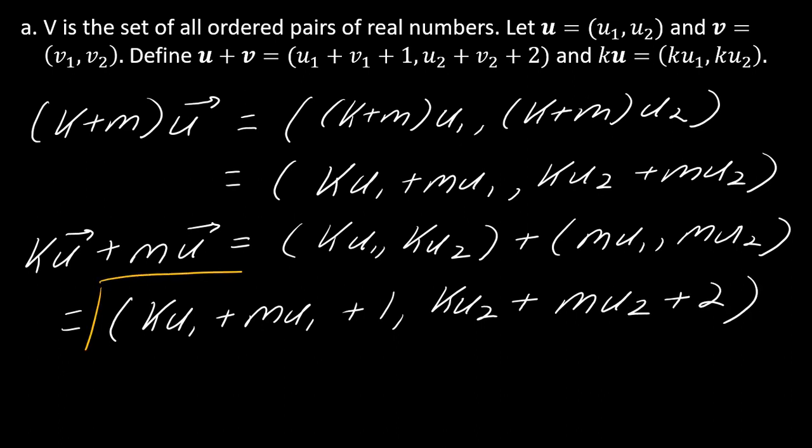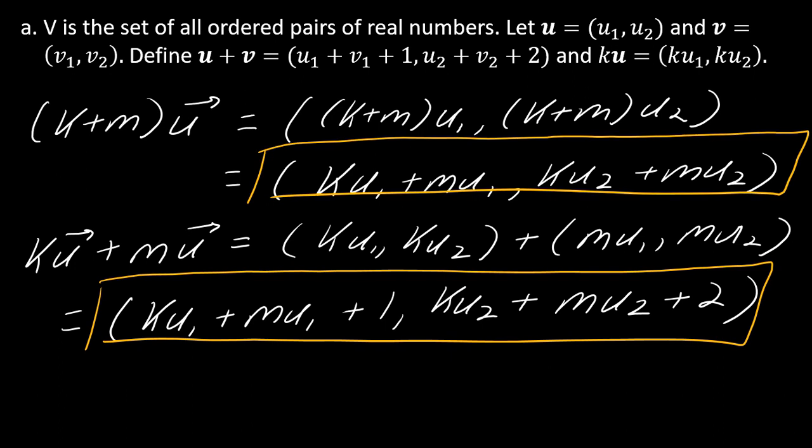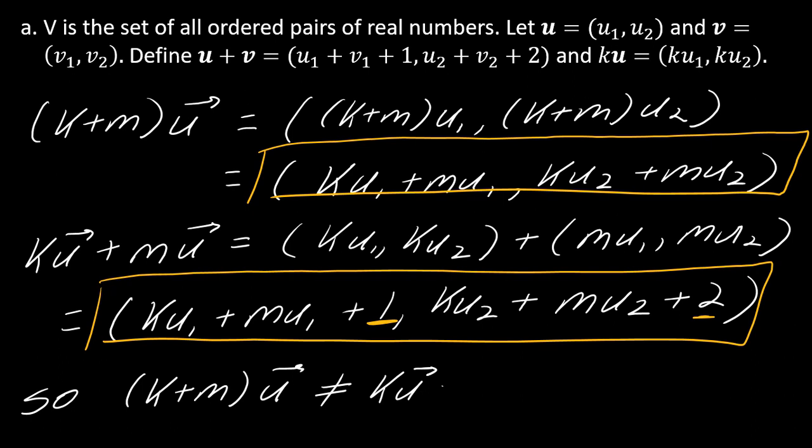And now you will see this and this are clearly not equal because this has the additional plus 1. So what that means is k plus m times u does not equal ku plus mu. So this is not a vector space. I'll just write now VS.